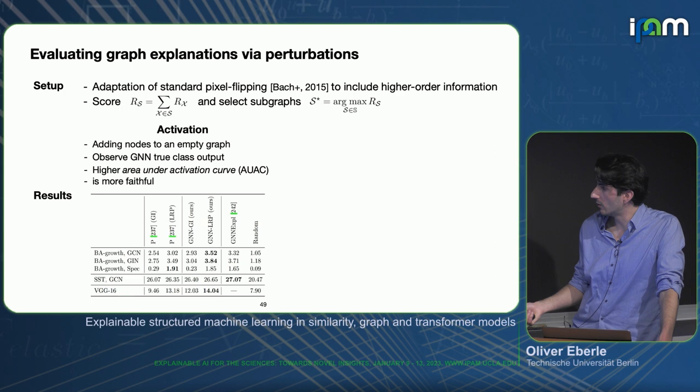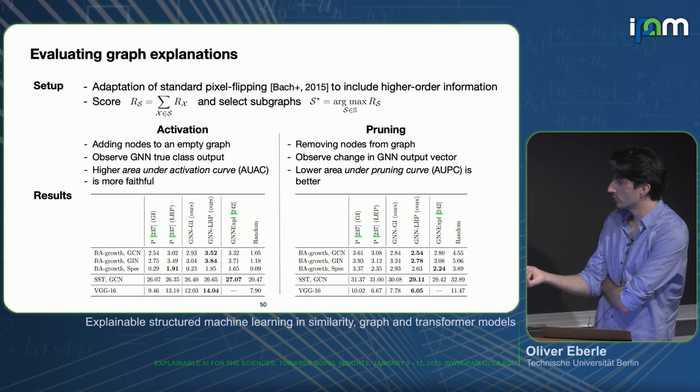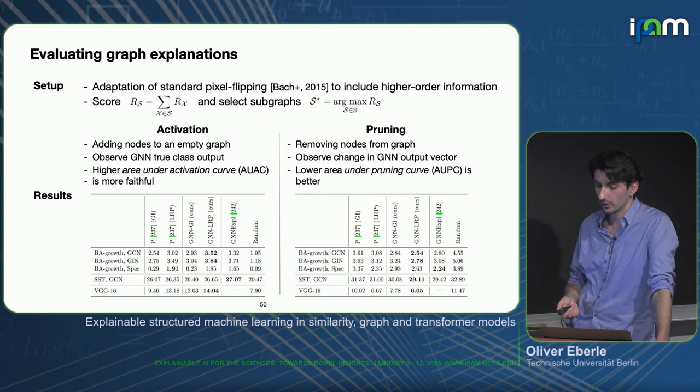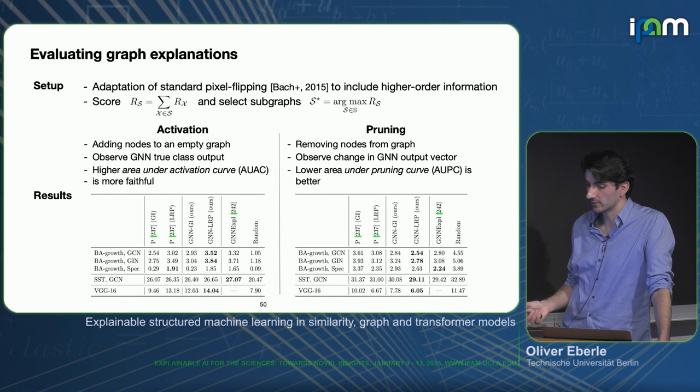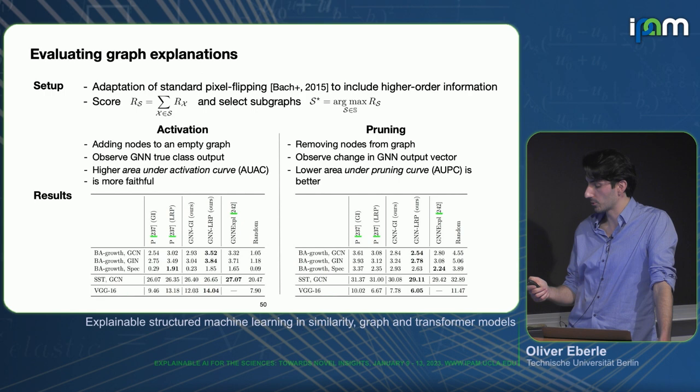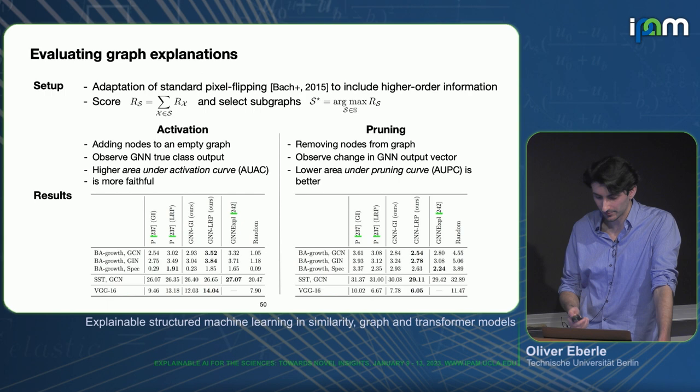And you can do the same thing also for pruning tasks. So you remove the least relevant features and want to minimally affect the network prediction. So it's more a measure of robustness and sensitivity. And also here we see that it's quite robust and it makes a lot of sense to use these higher-order features to get better explanations. Okay, but this was just to show you and to gain your trust in these explanations.